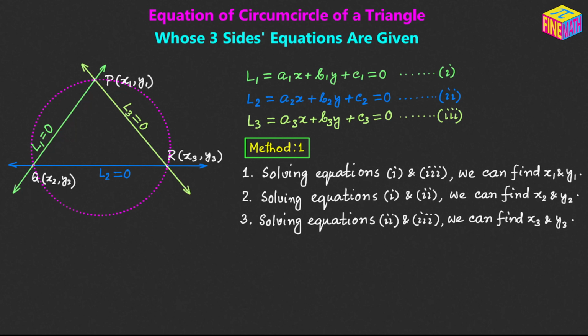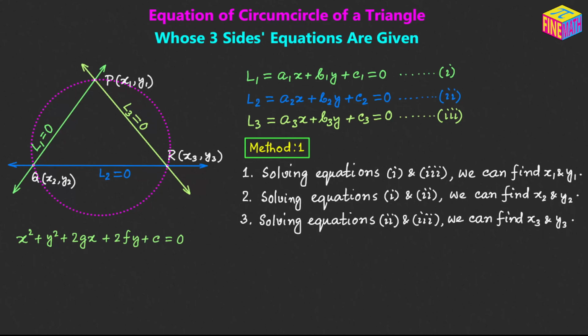So I have noted it right here that solving equations 1 and 3, we can find x sub 1 and y sub 1. Similarly, solving equations 1 and 2, we can find x sub 2 and y sub 2. And also solving equations 2 and 3, we can find x sub 3 and y sub 3. We can use any method of solving simultaneous linear equations. Now we have coordinates of 3 points that lie on this circle, right? P, Q and R. Now what is the general equation of a circle?